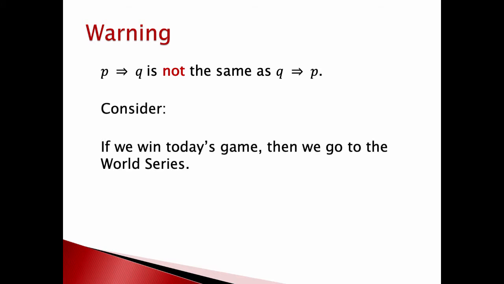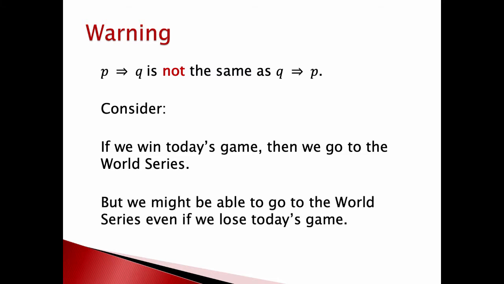So, for example, if we win today's game, then we go to the World Series. That's a perfectly good sentence. In other words, that may mean that winning today's game means we're in the, what, National League Championship Series. We've already won 3 games, and so if we win today's game, then we get to go to the World Series. So that P implies Q might be a perfectly true statement. Okay, but we might be able to go to the World Series even if we lost today's game.